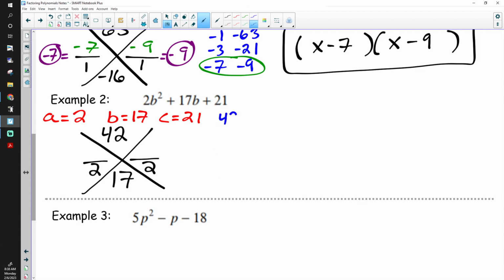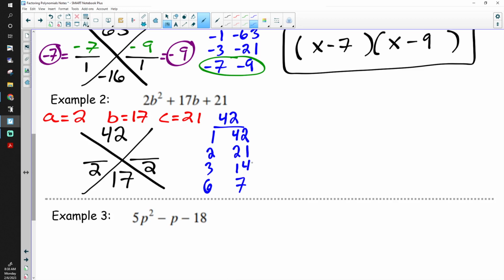So, okay, what are the ways to make 42? Always 1 and 42. 2 and 21. 3 and 14. 6 and 7. Here's our ways to make 42. And again, you could generate your own list by checking by dividing. If you don't have your cheat sheet from earlier in the year, we'll get some new ones tomorrow.